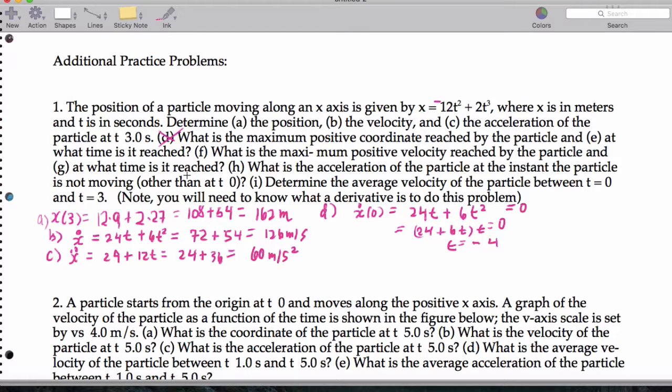And then the maximum positive velocity is going to be the same thing. When you actually look at this, there is no maximum positive velocity, nor is there a time. So I'll make a little addendum here. I'm going to modify this problem, but just for now, number 1, we're going to go ahead and skip it just for now.